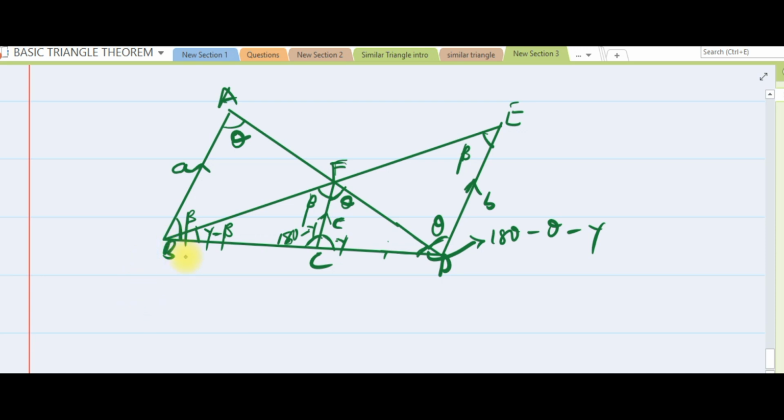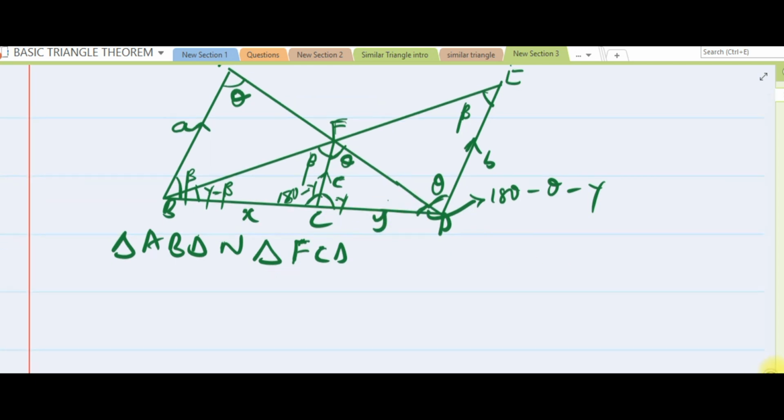So you notice that we form similar triangles here. I'm saying that triangle ABD is similar to triangle FCD. So it's similar to this. Okay, let's call here X and this Y.